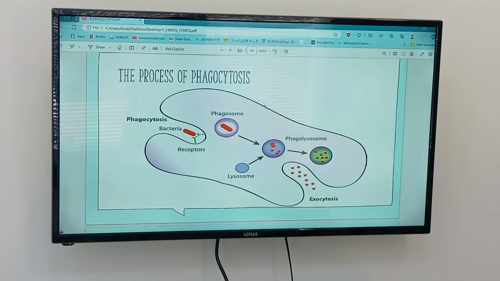Afterwards, the phagocytes will release from the cells, and the phagolysosomes will also release from the phagocytes. That means exocytosis occurs, and then they surround the pathogen and dissolve it with enzymes in the body, lysozymes and the phagosomes, so that the pathogen is destroyed into particles.